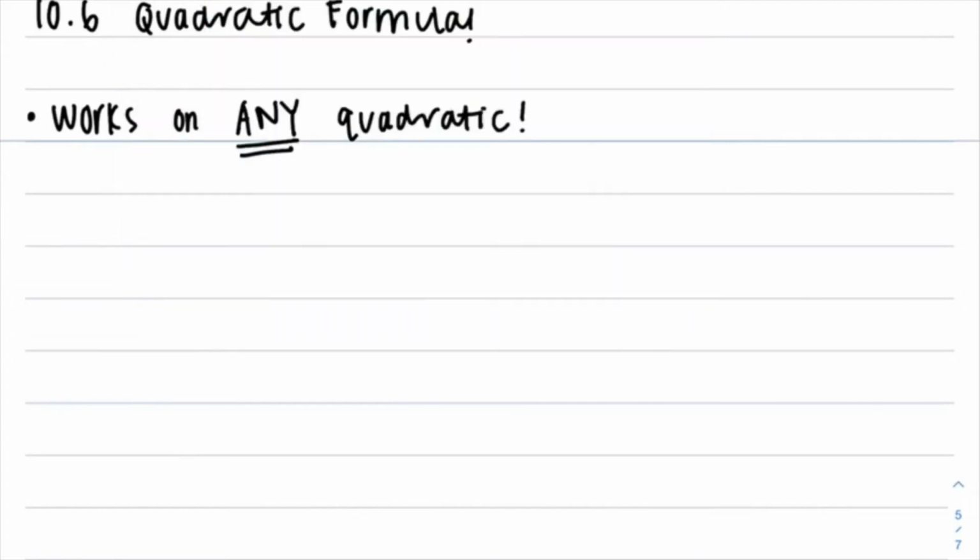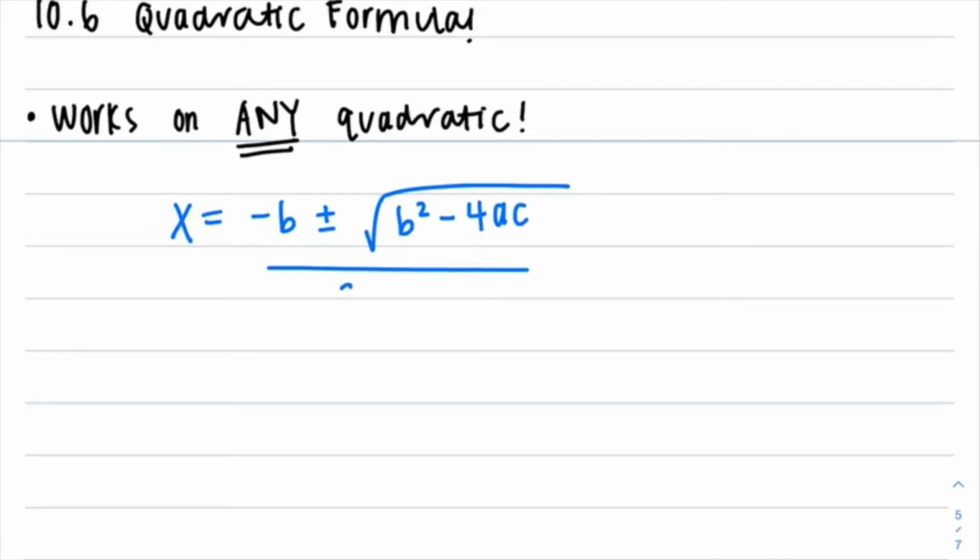So this is something that you guys are going to want to remember, and it is this. X is equal to negative b plus or minus square root. And so the reason why we have plus or minus is because there's 2 answers. There's the positive square root and the negative square root. B squared minus 4ac, and then all over 2a.